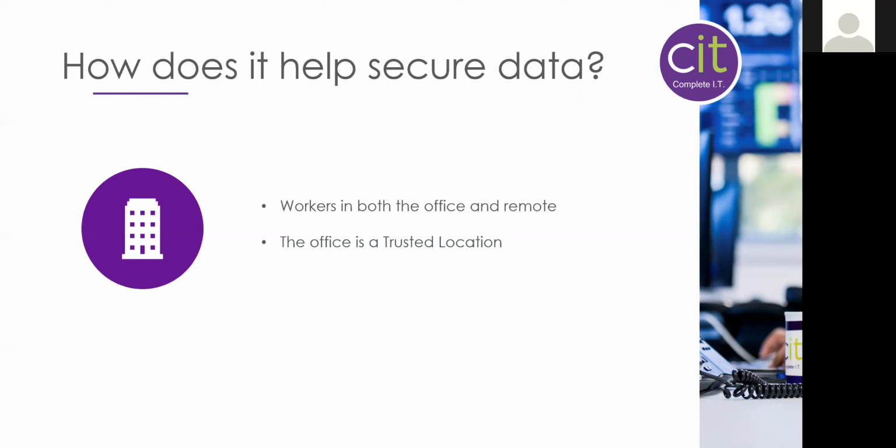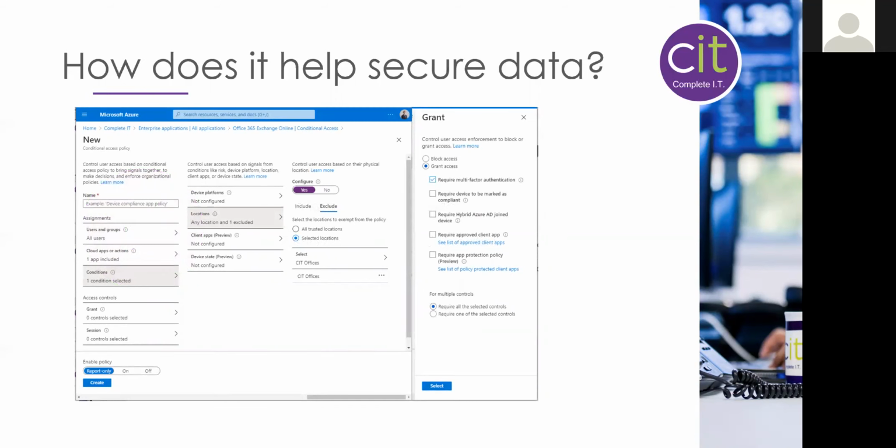But you could use conditional access to say, well, my office is a trusted place. So why would I need people to do 2FA when they're in the office? I only want it when they're outside of the office. So with conditional access, you can do that. So you could say, right, Exchange Online, again, I'll use that example. I want you to require multi-factor authentication to access it. Except, so you can see it's on exclude there, except for these locations.